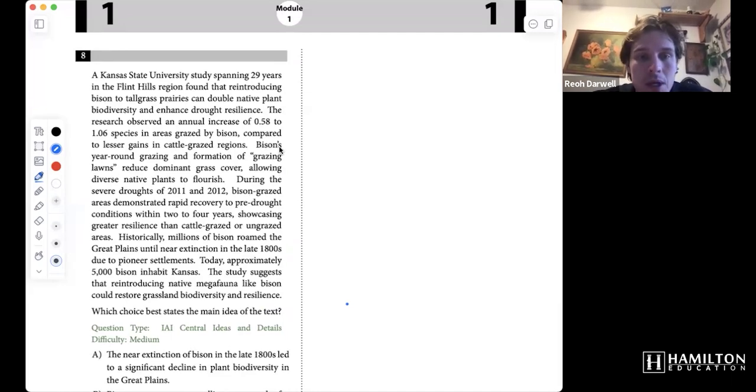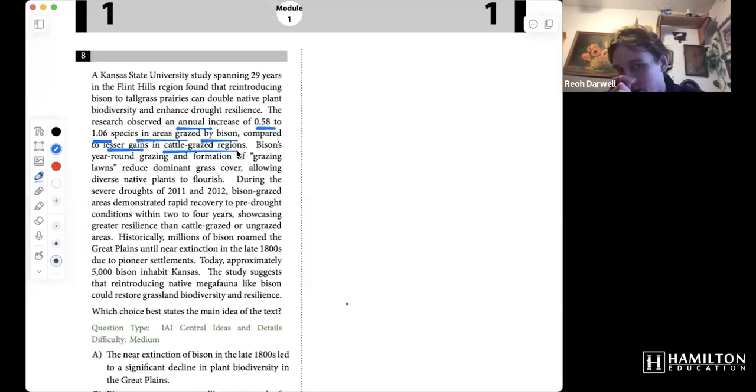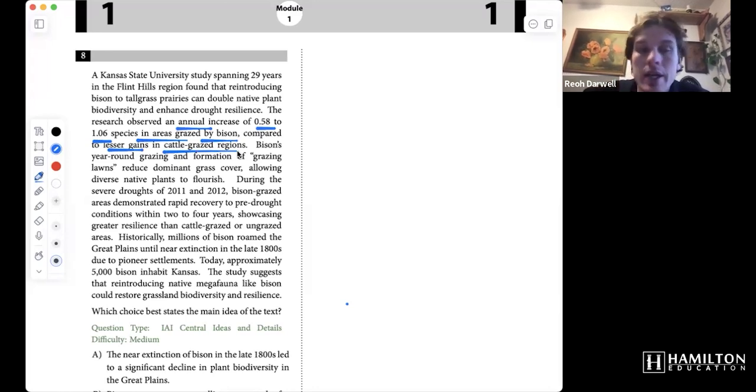All right. So we see an annual increase of 0.58 to 1.6 species in areas grazed by bison compared to lesser gains in cattle grazed regions. So it looks like when bison graze somewhere, it improves the number of native plant biodiversity and drought resilience things that we see in tall grass prairies. All right. Why does this happen? The way that they graze and their grazing lawns reduce dominant grass cover, allowing diverse native plants to flourish. They had rapid recovery, historically, all this stuff here, right?